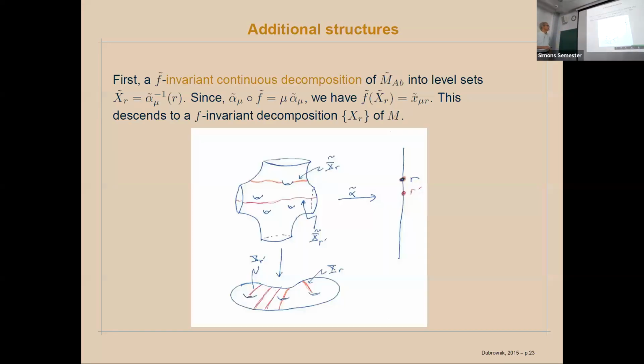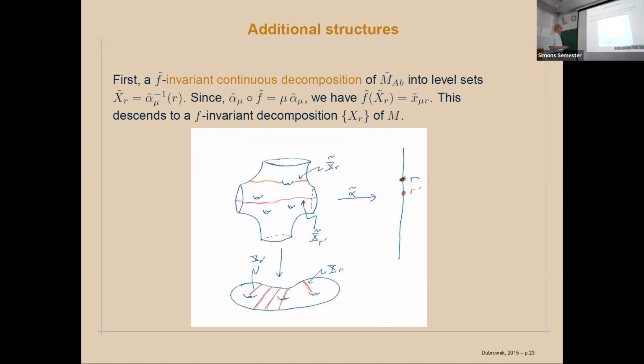And it turns out you've bought more than you thought you might at first glance. The first thing you get is an invariant continuous decomposition into level sets. This is all happening upstairs, and it is fairly obvious because we have a semi-conjugacy here. If you look at level sets of the semi-conjugacy, then they act according to this dynamics. Upstairs, you just multiply by mu, this should be a cap X, sorry.